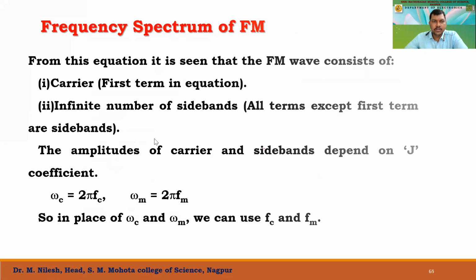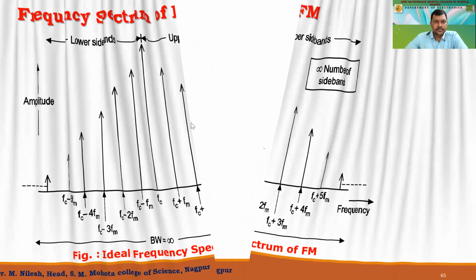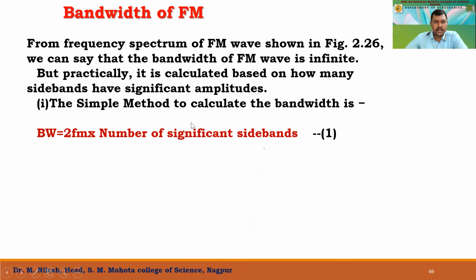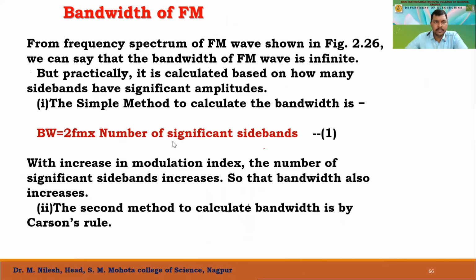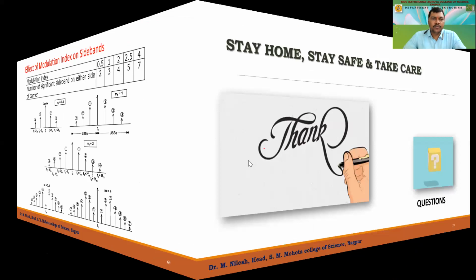So these are some of the terms, and these are the sidebands which are there, and it is according to the amplitude to the frequency. So the sidebands having prominent amplitudes will be considered, and the rest of the amplitudes are neglected. Okay, so these are the modulation index and the effects of modulation index on the sidebands, which I have shown. Over. So I guess this much is enough for today.